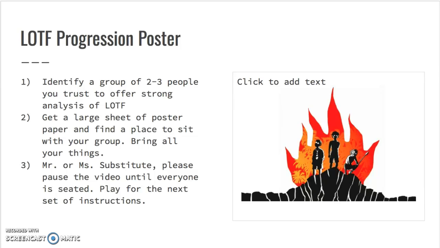Once you've identified those people, get a large sheet of poster paper. The poster paper is in the bottom cabinet to the right of my teacher desk, so if a student leader can help our substitute find those, that would be great. Once your group has a poster paper, sit with your group and bring all your things with you. We're going to spend about 20 minutes here. Go ahead and pause the video until everyone's seated, and then I'll give instructions on how to do the progression poster.